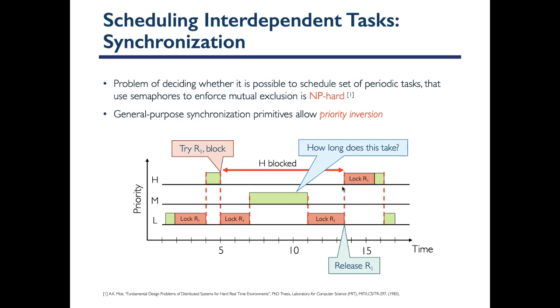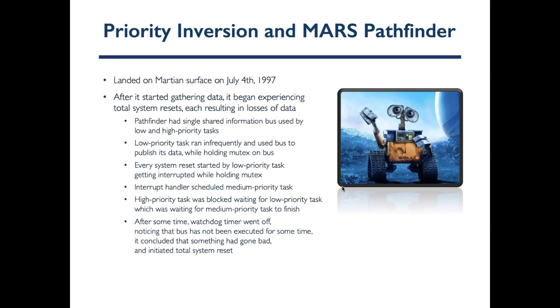And this is called basically priority inversion. Now, there is historical evidence that this has happened in the past. The most famous one, which everybody talks about in their courses, is the Mars Pathfinder. The Mars Pathfinder landed on Mars on July 4th, 1997. And immediately after it landed, it started doing experiments and gathering data.